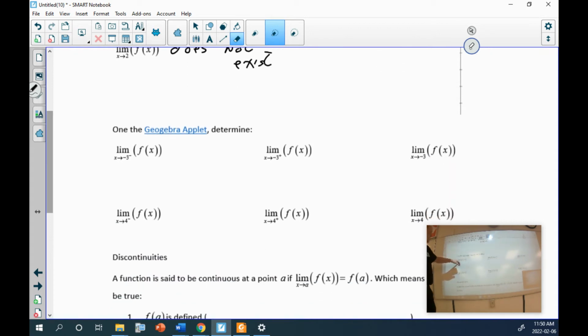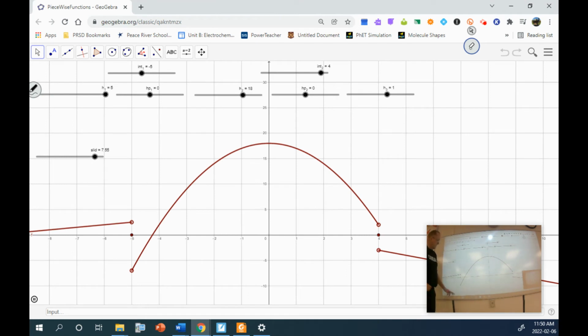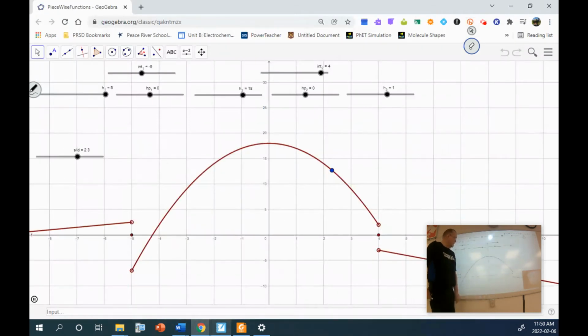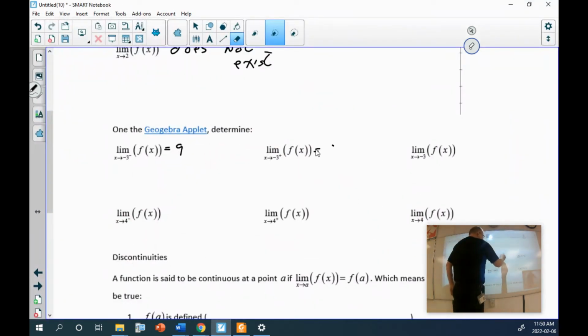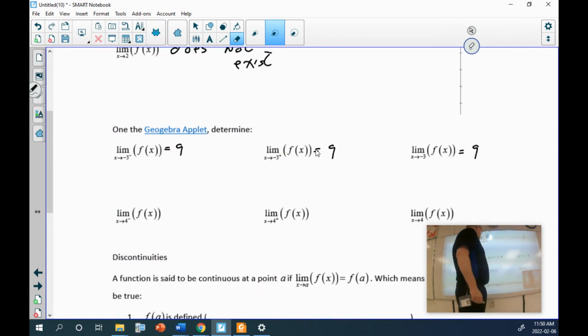So the limit as this function approaches -3 from the negative side looks like it's approaching 9. I look at that function again from the right-hand side, it also looks like it's approaching 9. Therefore, the limit as x approaches -3 is 9.